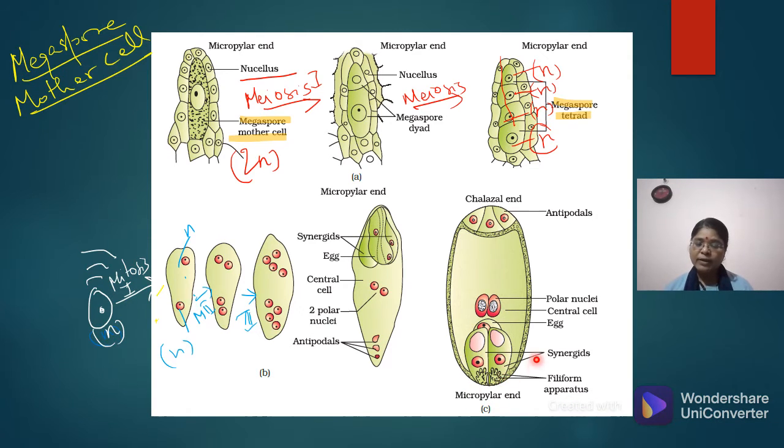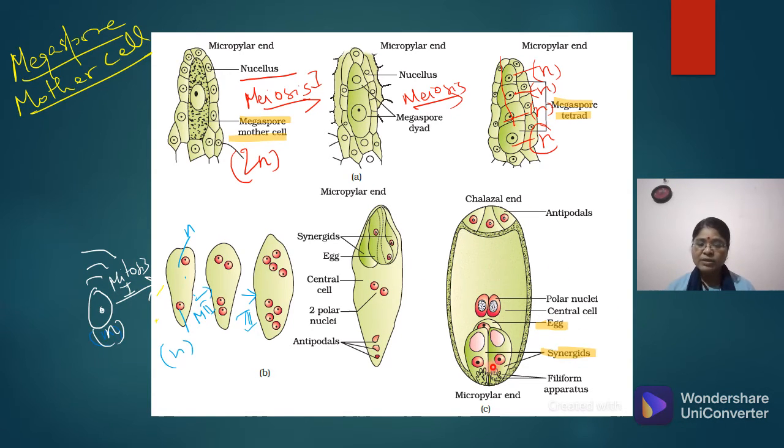At the micropylar end, 3 cells will be formed. One is your egg, as you can see here in the diagram. This is your egg cell, and these 2 cells are your synergids. And these are your polar nuclei, and see this bigger cell in the center, which you can see, is your central cell.